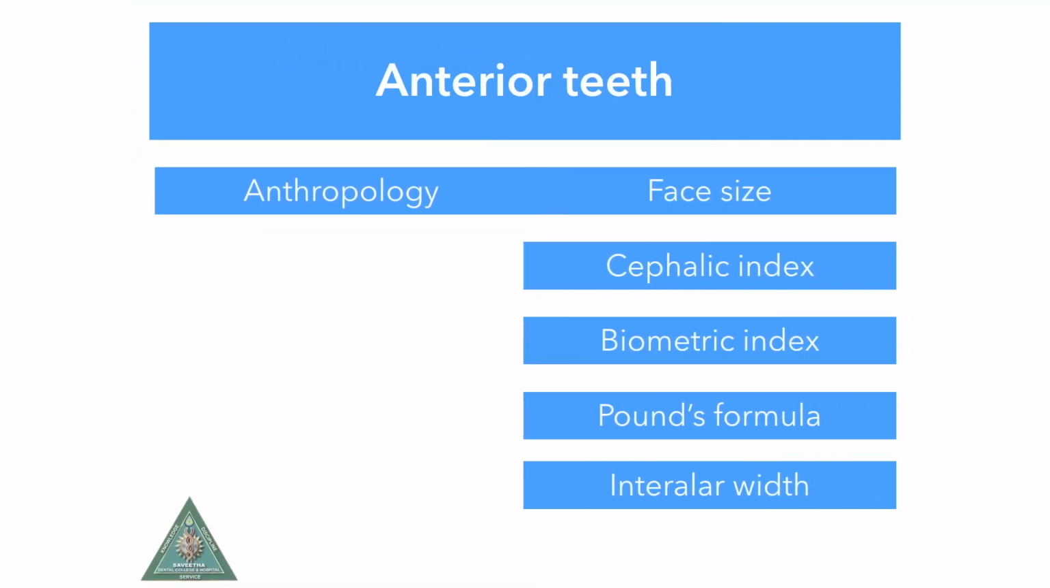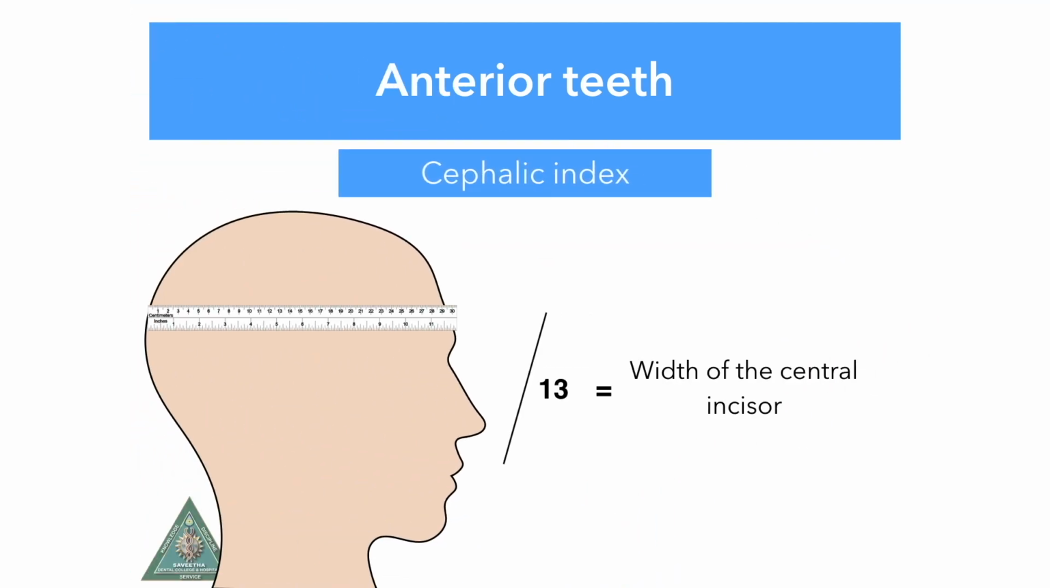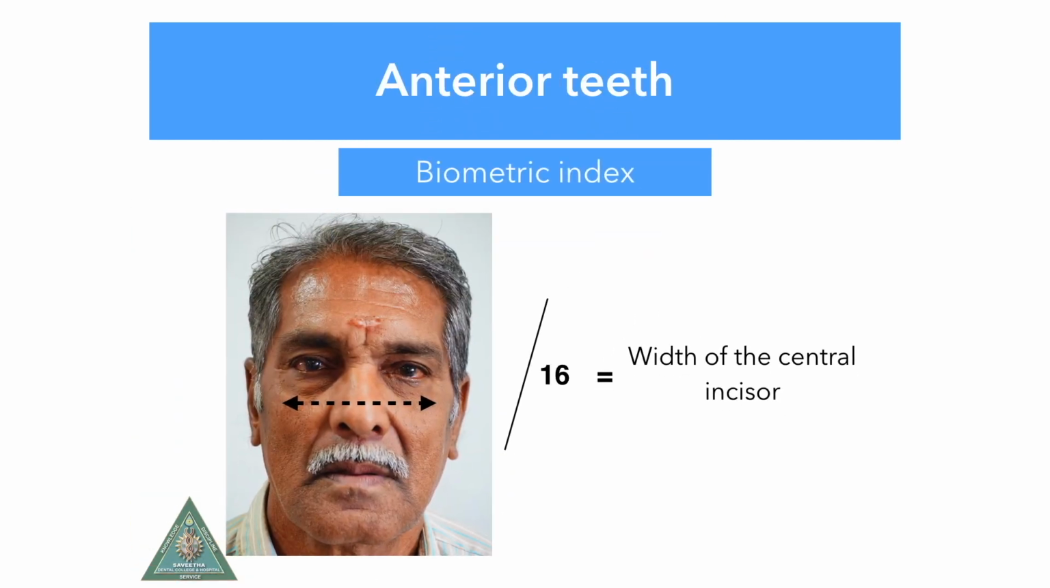You can use anthropological measurements. It uses measurements of the head to determine what the size of the tooth could be. So you can use a cephalic index: take the circumference of the head, divide it by 13 and get the width of the central incisor. Berry's biometric index gives you bizygomatic width divided by 16 as the width of the central incisor, or the length of the face divided by 20, which will again give you the width of the same tooth.